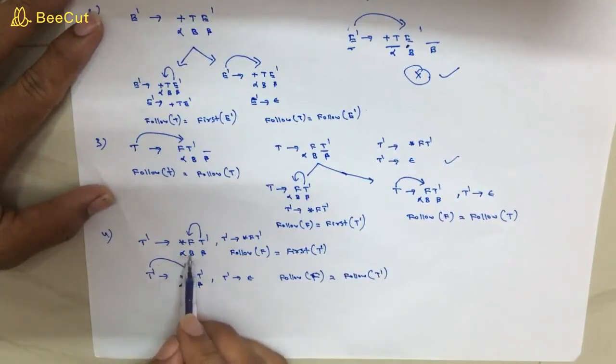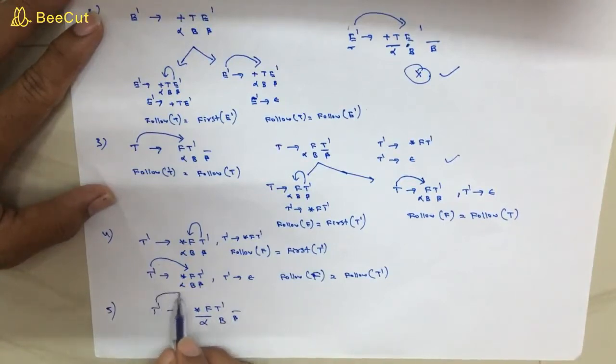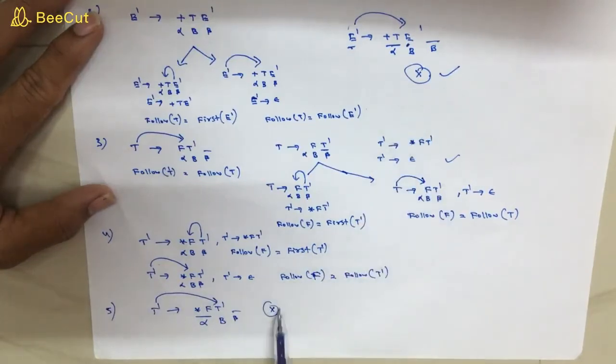Assuming alpha B beta format, B is F. Suppose we assume the production is star F T dash, where alpha is star F, B is T dash, and beta is an epsilon. If beta is an epsilon, then follow of T dash is added to the follow of T dash. There is no use in this, so in this case we didn't get any symbols to add.